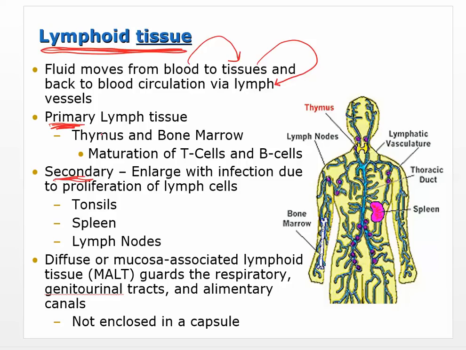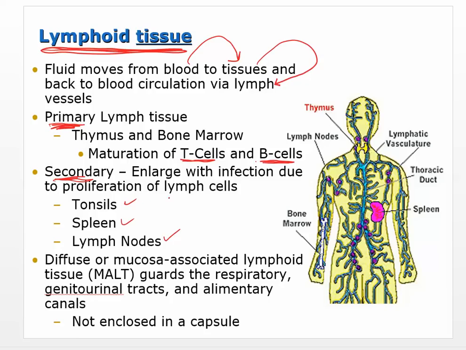Now the primary lymph tissue is going to include the thymus and the bone marrow, and that's because that's where T cells mature in the thymus, and B cells mature in the bone marrow. So that's where they're produced and that's where they mature. And then they move out and they move out into the secondary lymph tissue. And this includes the tonsils, the spleen, and the lymph nodes.